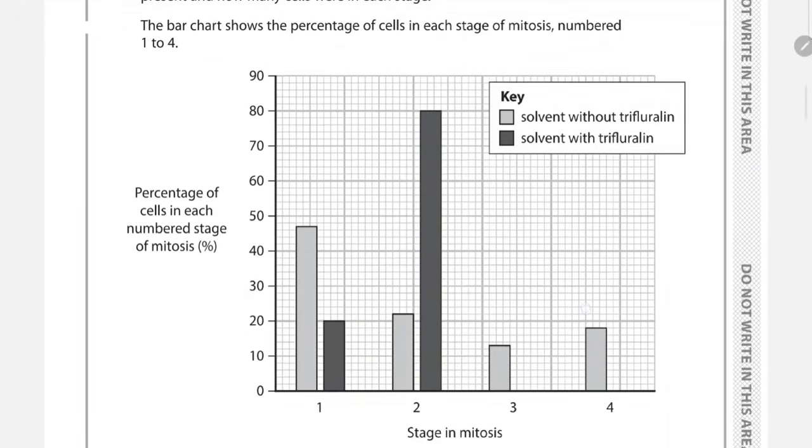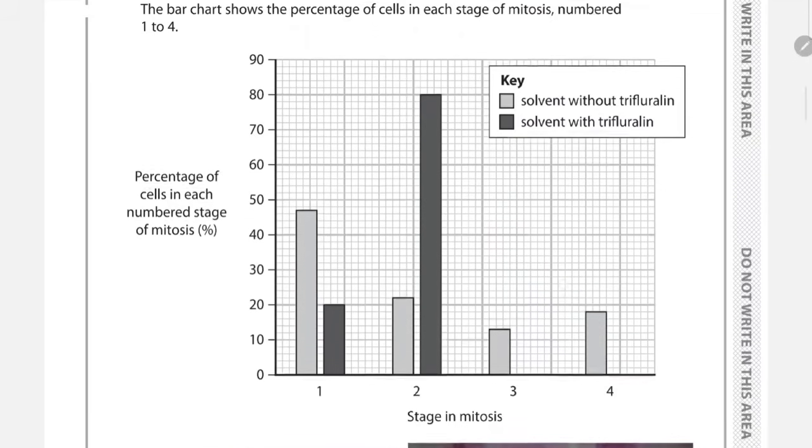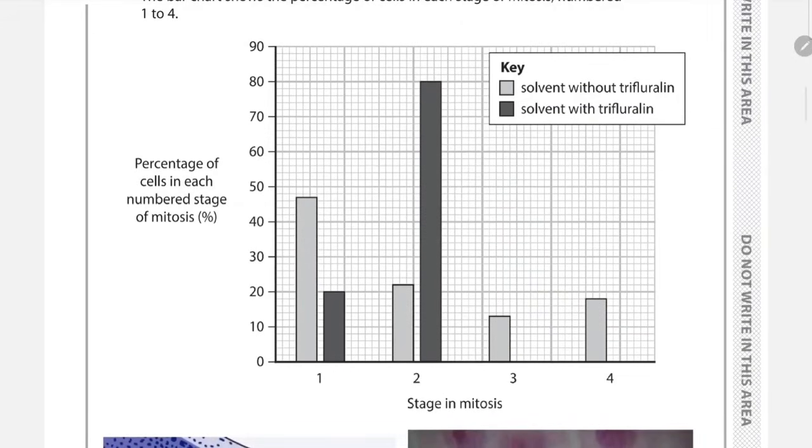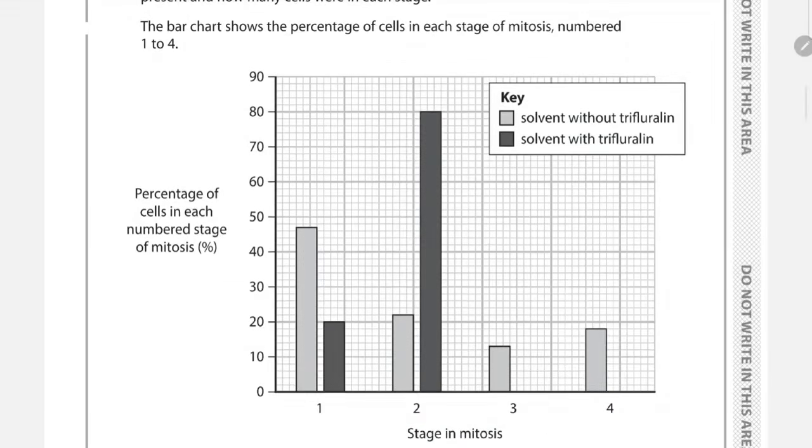We have the stages numbered, of course, not in names, because we were already asked about their names in the first question. So I have stage 1, stage 2, 3, and 4. And we have data with the solvent without trifluralin and the solvent with trifluralin.